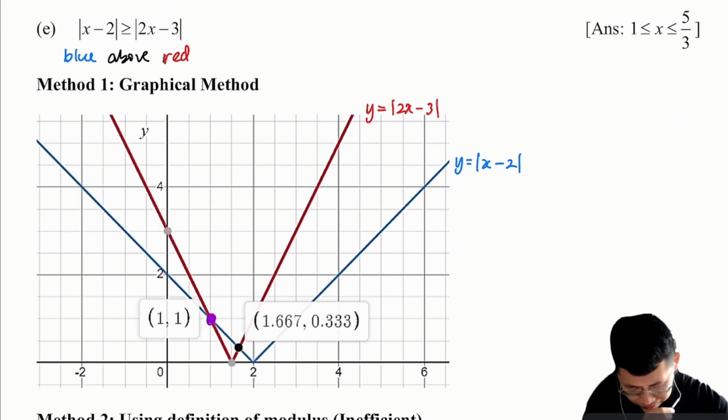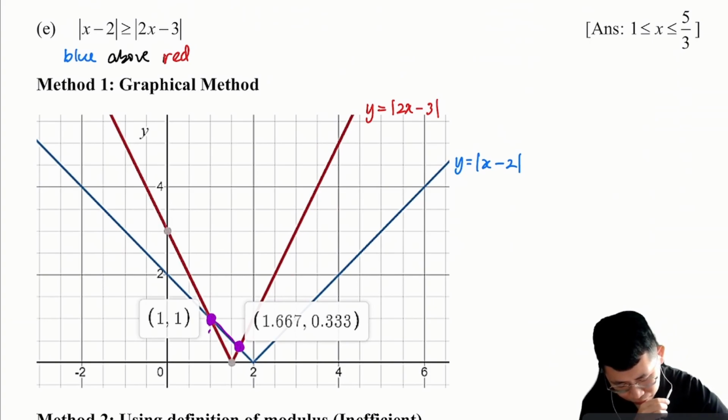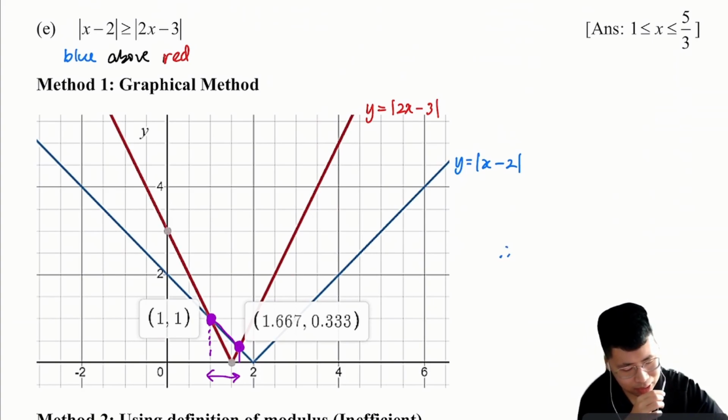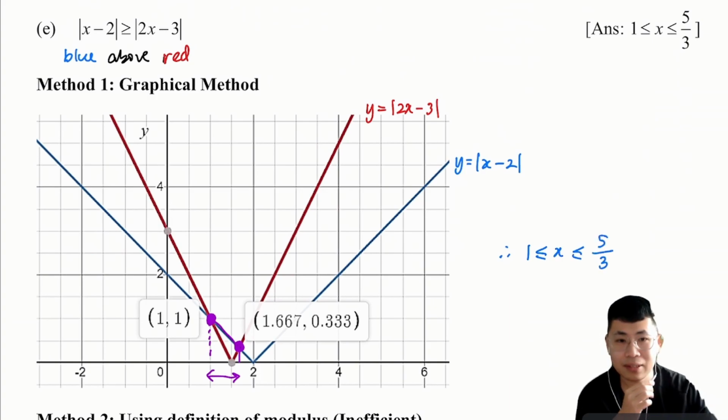Over here, within this region, right? So if we were to look at the x values, so what are these x values? So the x values to satisfy this inequality is in between 1 and 1.67 or 5 over 3, right, for this question over here. Okay, so the graphical method, very straightforward. Indeed, really, really straightforward. Okay.